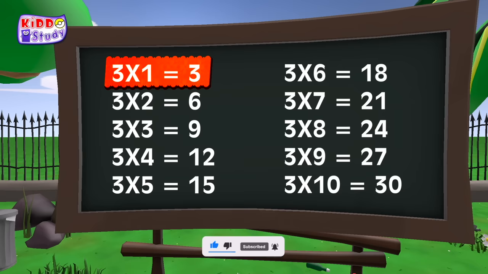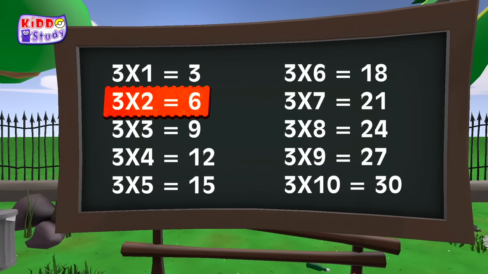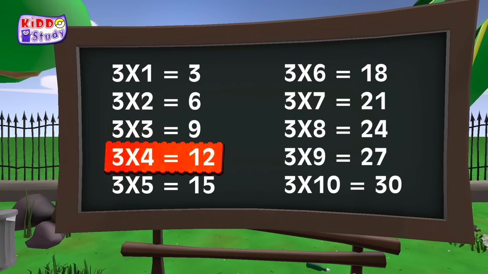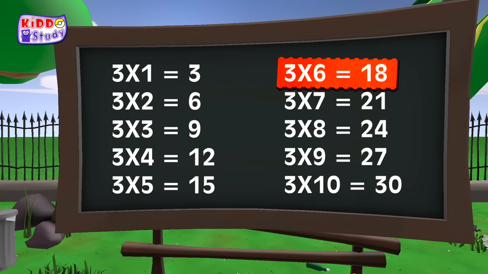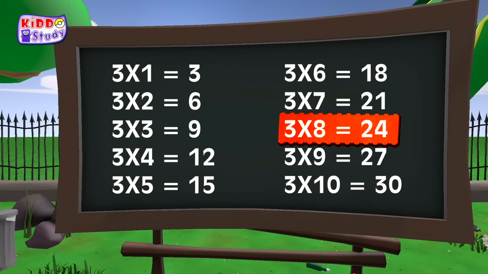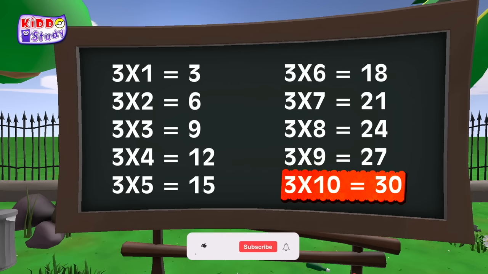Once again, children, three ones are three, three twos are six, three threes are nine, three fours are 12, three fives are 15, three sixes are 18, three sevens are 21, three eights are 24, three nines are 27, three tens are 30.